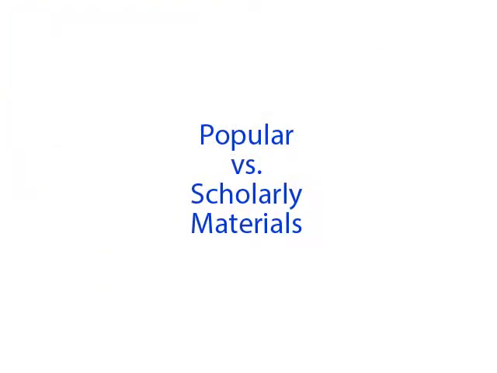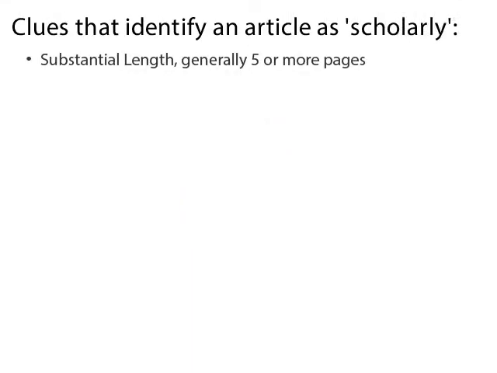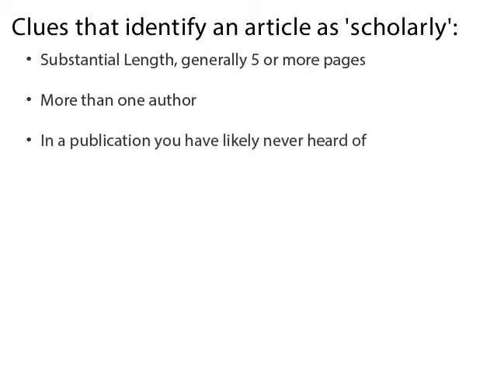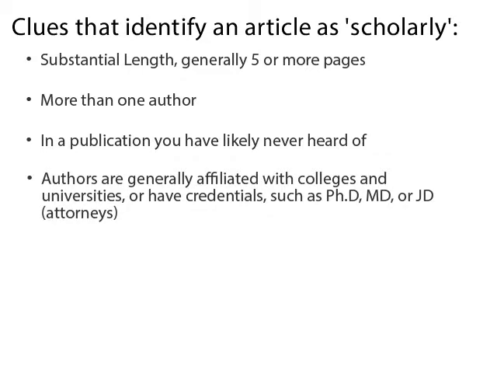Popular versus scholarly articles. Most scholarly articles are at least 5 pages long, and often 20 or more pages. They tend to have more than one author collaborating on both the research and the writing. Scholarly articles are published in journals that you have likely never heard of. These are not publications read by the general public. And finally, the authors of scholarly articles are almost always affiliated with colleges and universities and have advanced degrees in the field they are writing about.